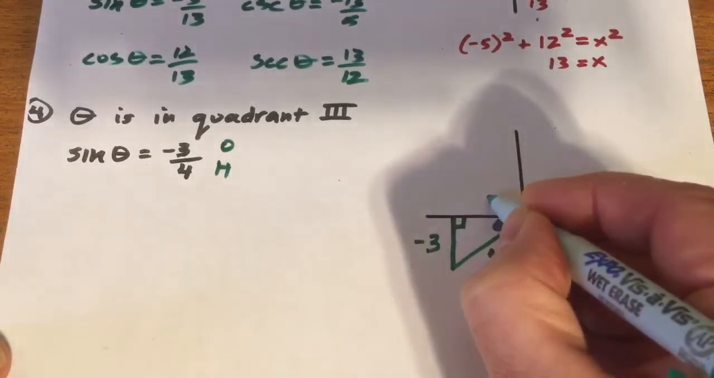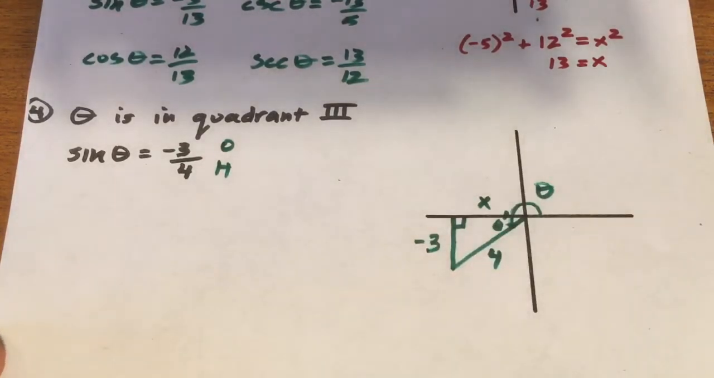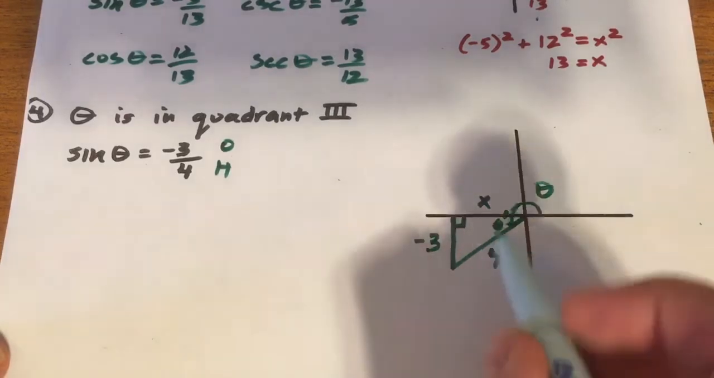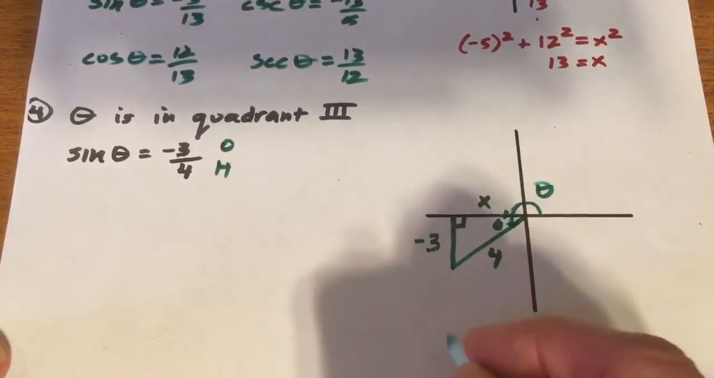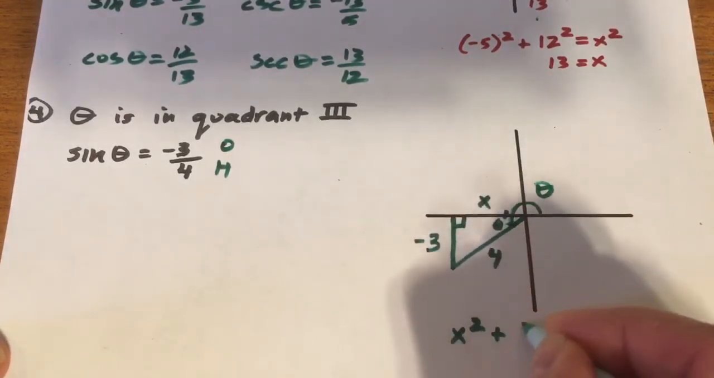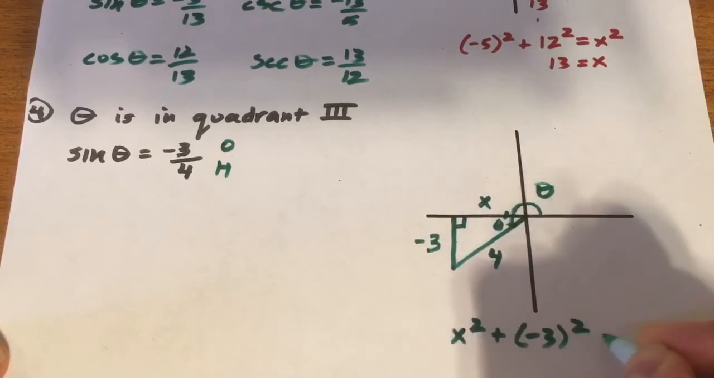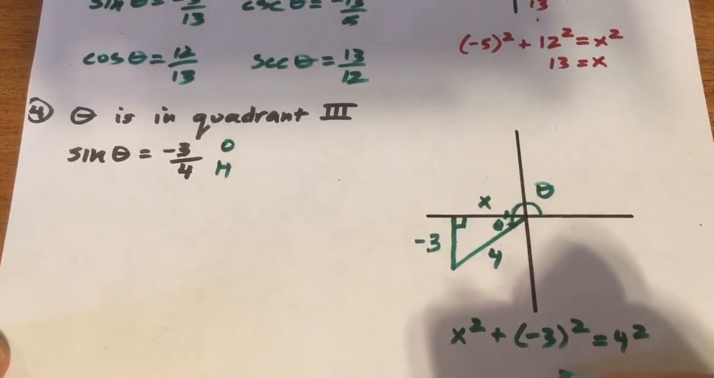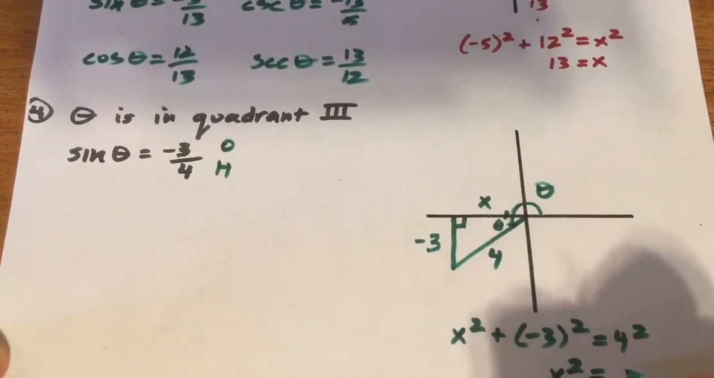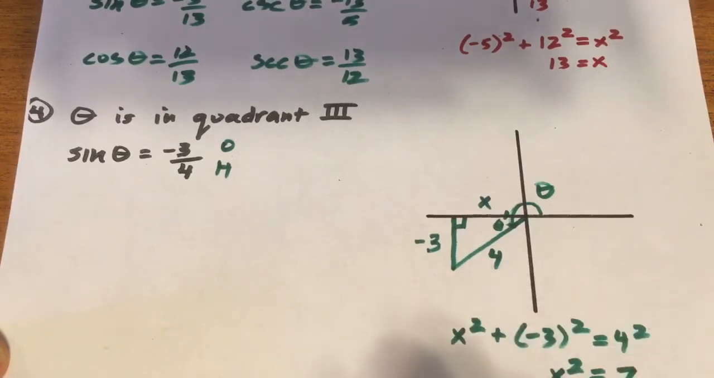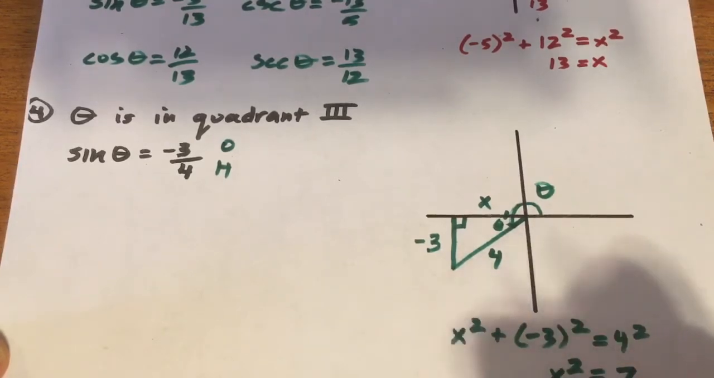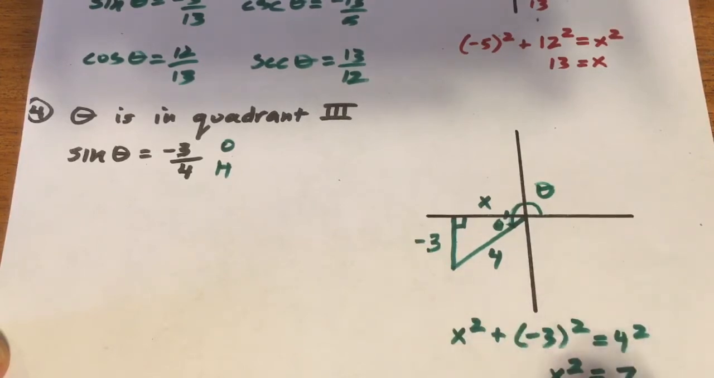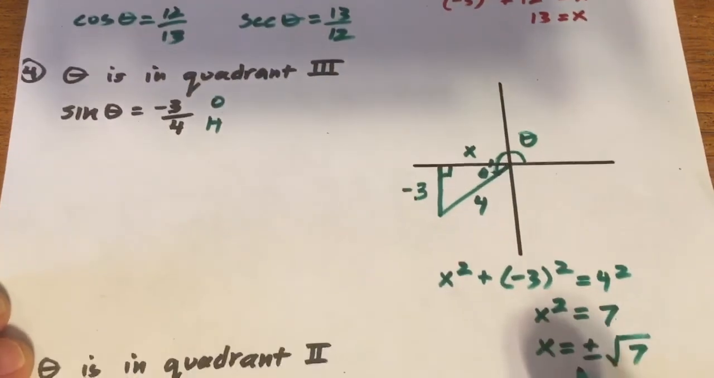We need to figure out x. So let's use our Pythagorean theorem. A squared plus b squared is c squared. X squared plus negative 3 squared equals 4 squared. And if we solve this, we're going to end up finding something very interesting. We're going to get x squared is equal to 7. And then we get x is equal to plus or minus square root of 7. Notice here I included the plus and the minus.